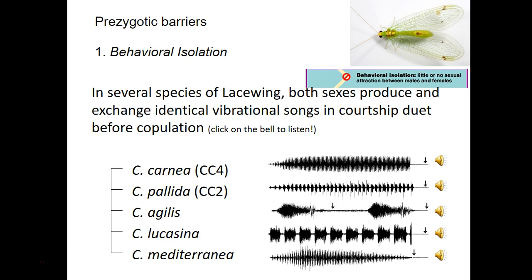So in lacewings, there are many species of them. They all look very similar, but they produce and exchange courtship songs with each other, and those courtship songs indicate the correct species. I'm going to play a couple of them for you. You can also click on these and listen to them.